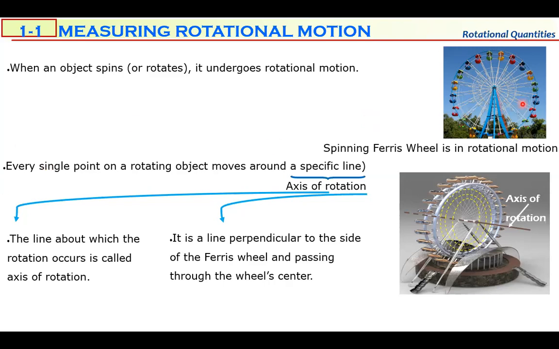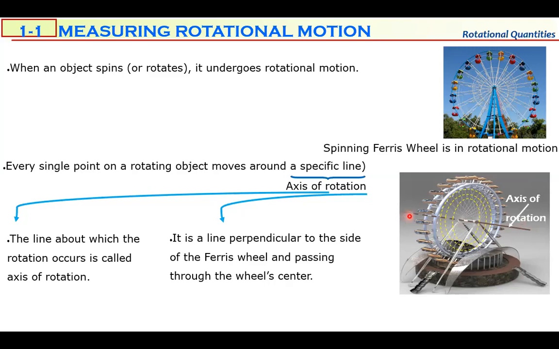But when we study a rotating object, we see that every point on this object is rotating about a single point, a single line. Every single point on a rotating object moves around a specific line. This line is known as the axis of rotation. If this is a model of a Ferris wheel, we see that it's rotating about a specific line. That specific line is the axis of rotation of this object.